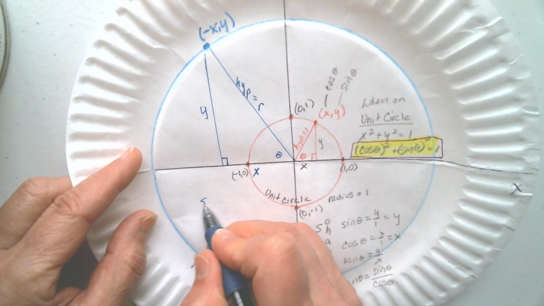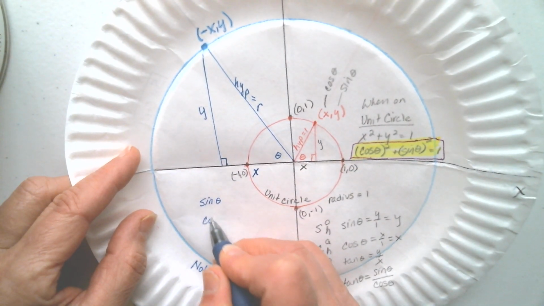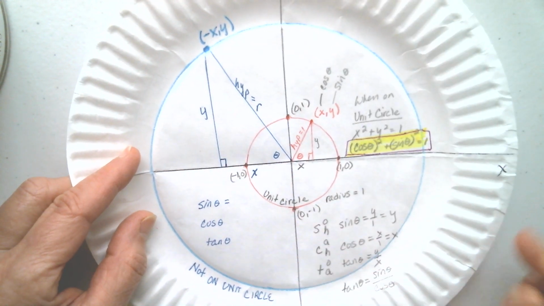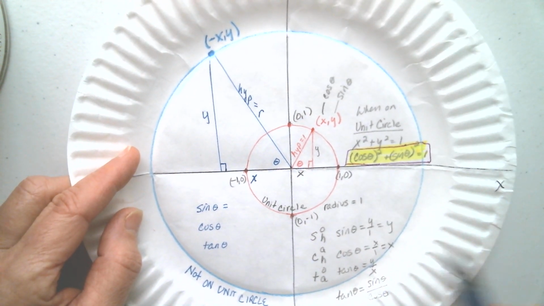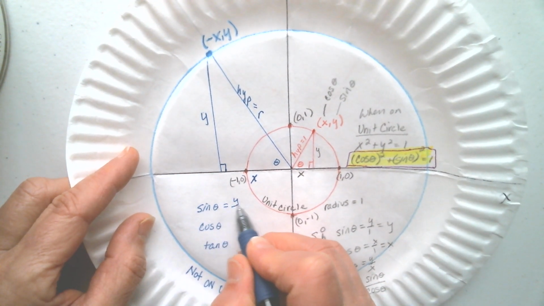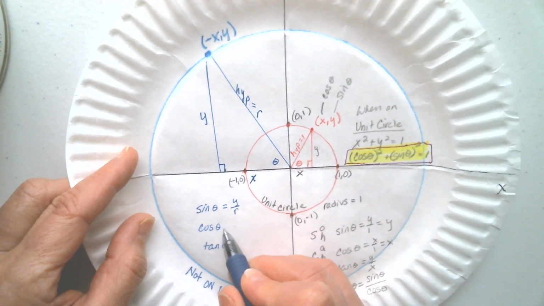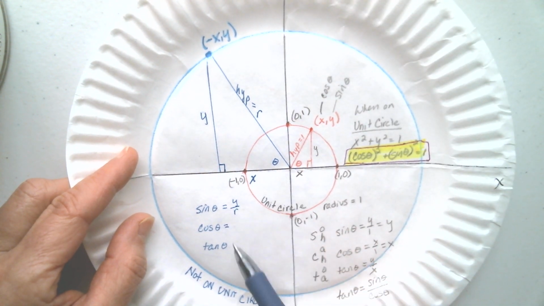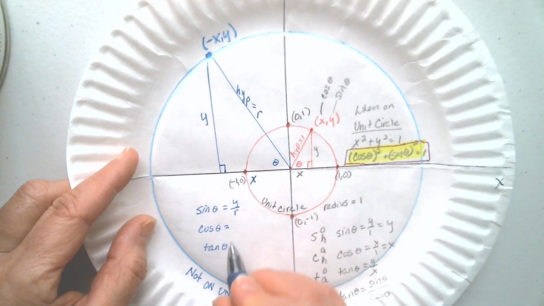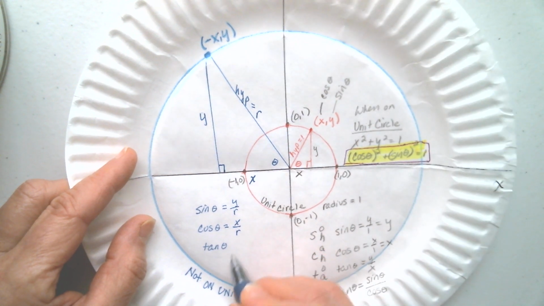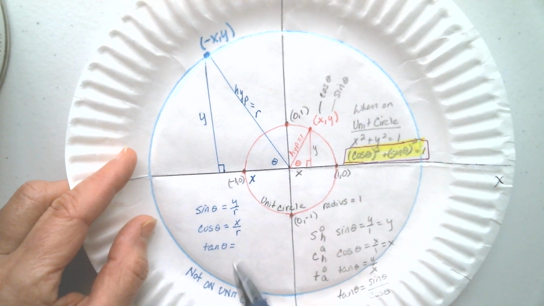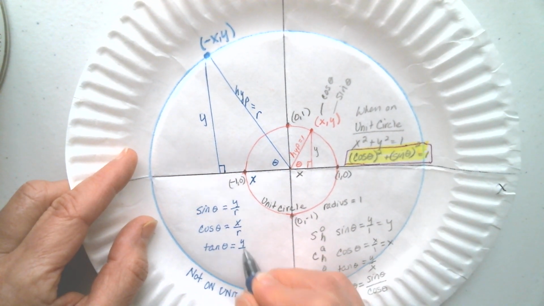So if we want our sine, cosine, and tangent functions of theta, well, sine we know is opposite over hypotenuse. So this would be y over r. Cosine of theta, cosine is adjacent over hypotenuse, x over r. And tangent is opposite over adjacent, y over x.